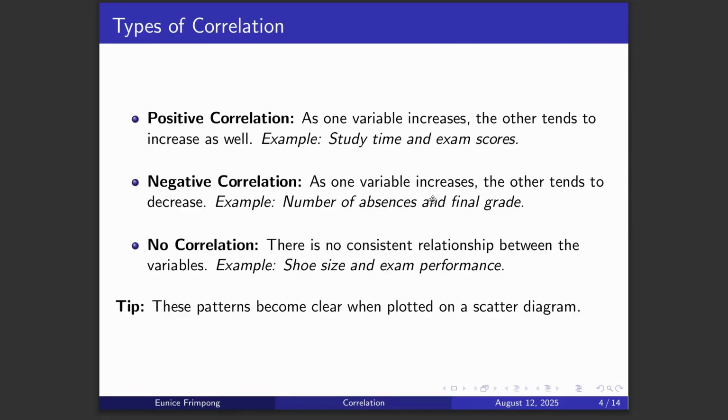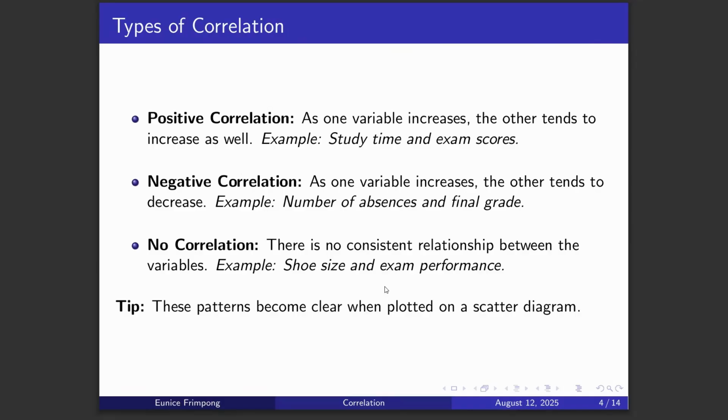All right. And then we have no correlation, where there is no consistent relationship between the variables. So, for example, your shoe size versus your exam performance. The fact that you are size 40 doesn't mean that you will have a higher exam score than someone who is size 37. So, your shoe size has no correlation with exam performance. The size of your shoe in no way influences your exam performance.